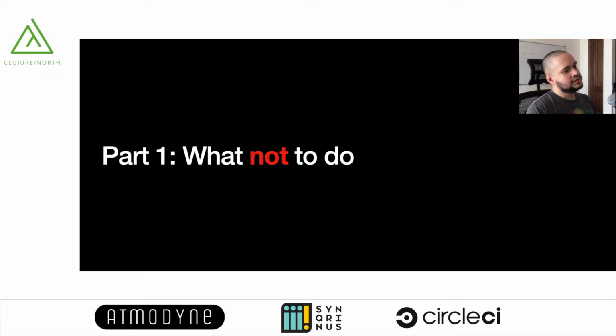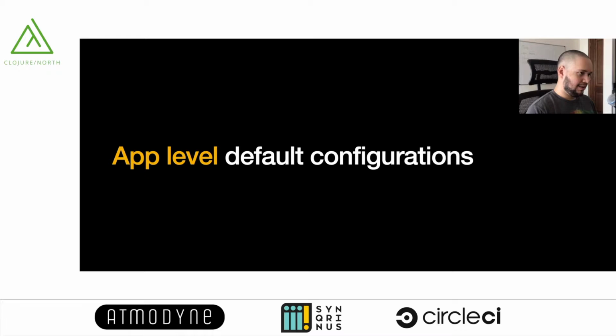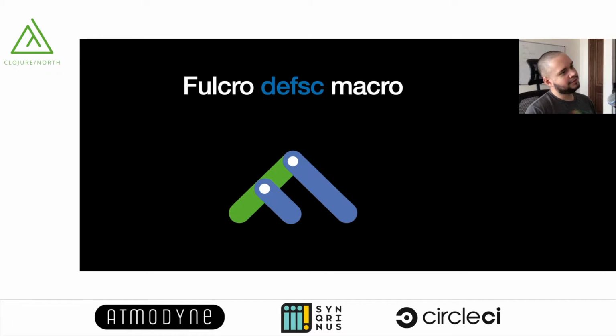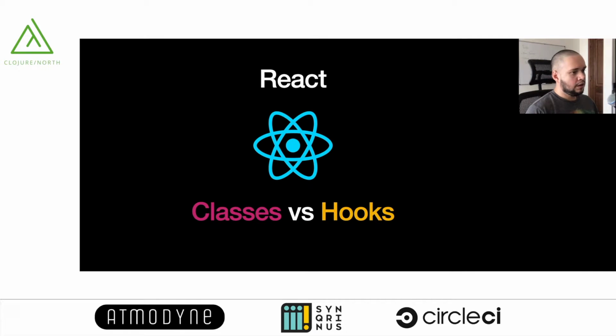So the first thing is I like to list a couple of things that I recommend you don't do. And to start, we're going to start with something that I call app-level default configurations. This case comes from a real case that happened in Fulcro a couple of months ago. Fulcro, for those who don't know, is a client-side library that wraps React. So it allows you to use React with ClojureScript and add some other stuff, but that's out of the context of this talk.